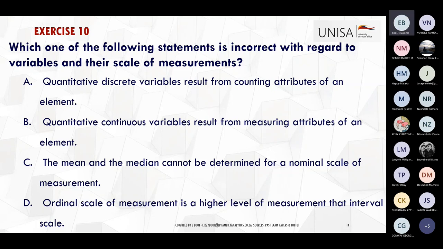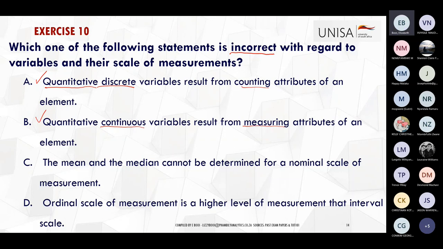Option A, we're also going to go through this as a process of elimination. We are looking for the incorrect one, remember that. Quantitative discrete variables result from counting. That's correct. Quantitative continuous variables result from measuring attributes. That is also correct, because anything that we can count is discrete, and anything that we measure is continuous.